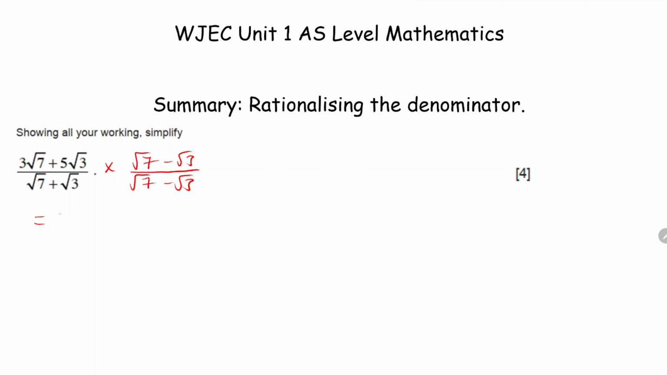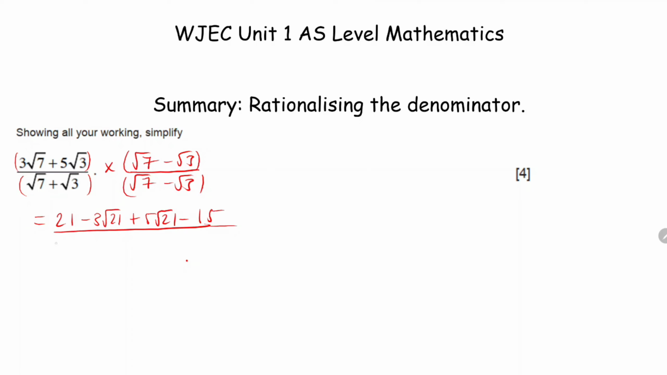7 root 7 times root 7 gives us 21. So remember, we're doing double bracket expansion on these elements. So the first term was 21. 3 root 7 times minus root 3 gives you minus 3 root 21. 5 root 3 times root 7 gives you plus 5 root 21. Plus and a minus gives you a minus quantity. 5 root 3 times root 3 becomes 5 times 3, which is 15.